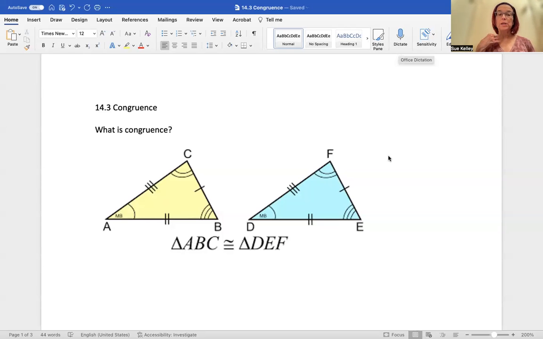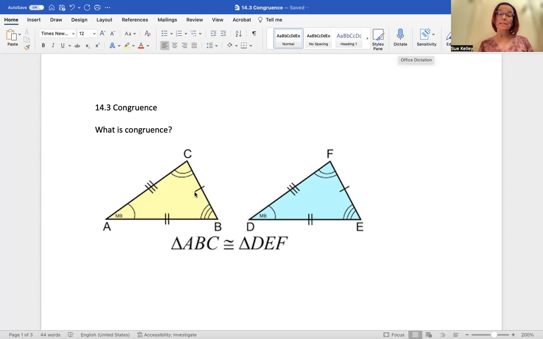In this video, I'm going to talk a little bit about congruence. You may have heard about congruence before in a geometry class, and you may understand congruence in ways that you can see here in these two triangles. So here we have some congruent parts.